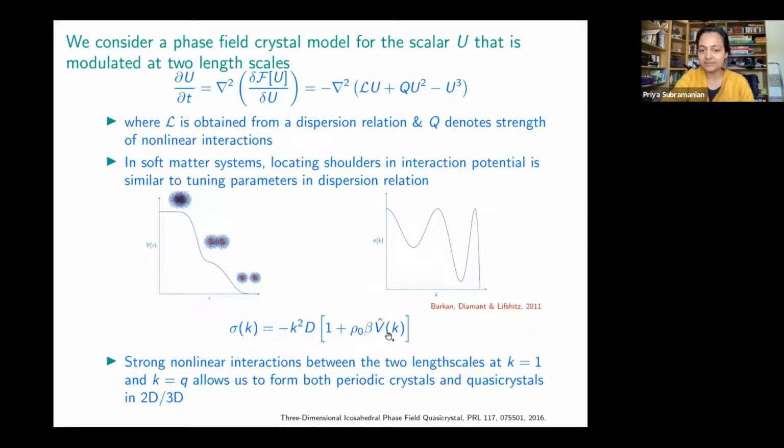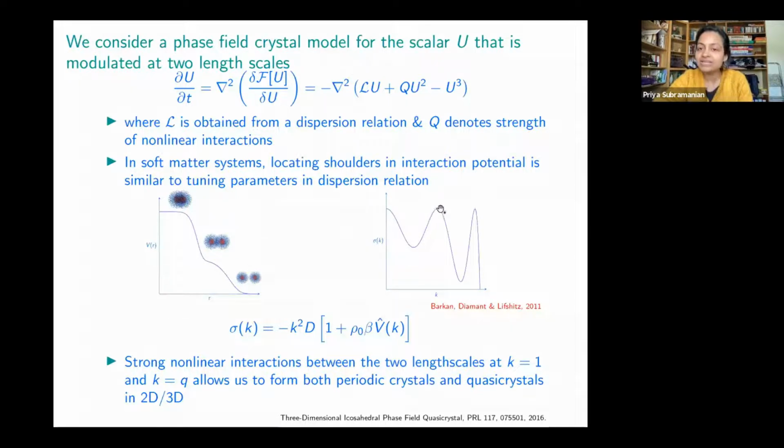So this v hat of k can then be related to a dispersion relation sigma in soft matter, at least with this relationship, where rho naught is the mean density, beta is the inverse temperature, D is the diffusive coefficient, and K is just a wave number. And what we're saying here is that this dispersion relation is neutrally stable at K equals 0, at wave number bulk modes.